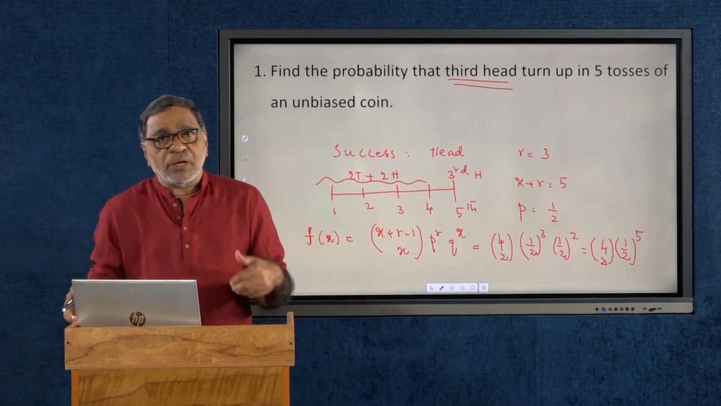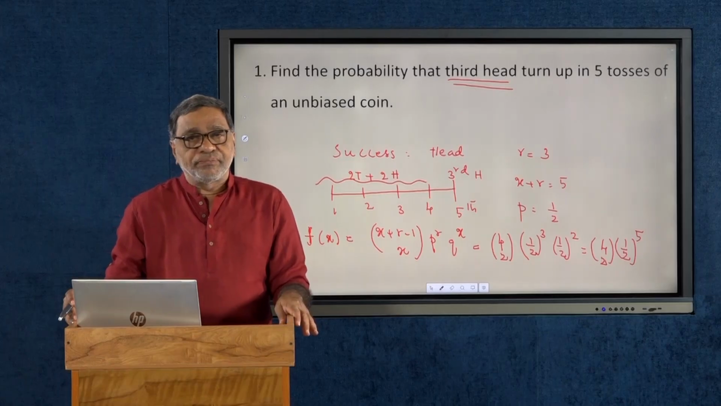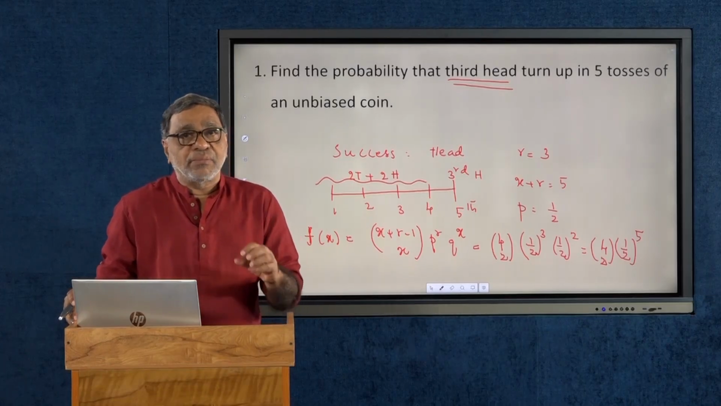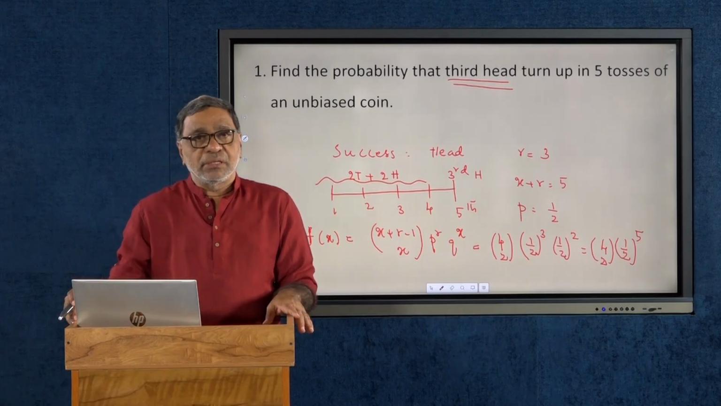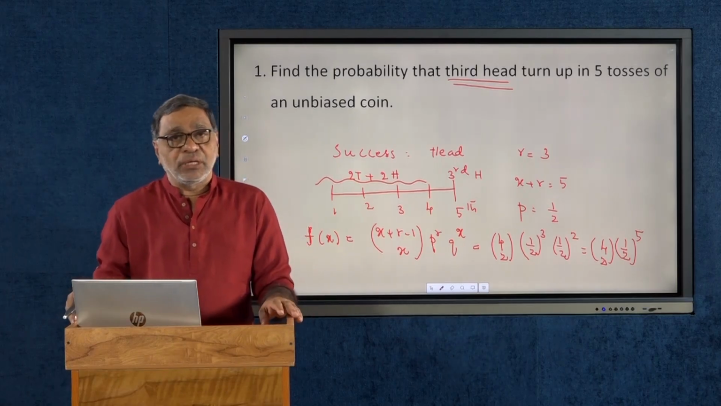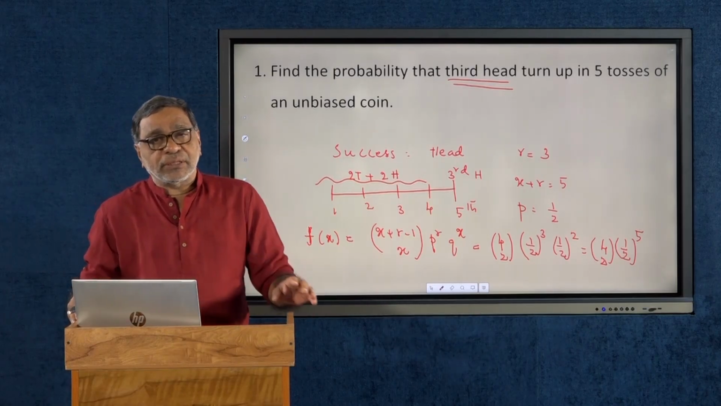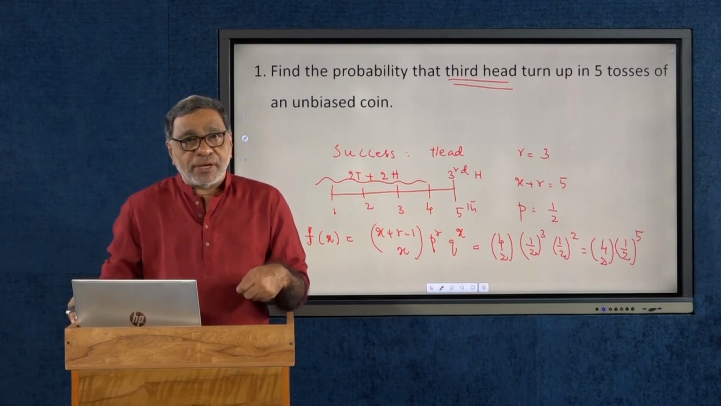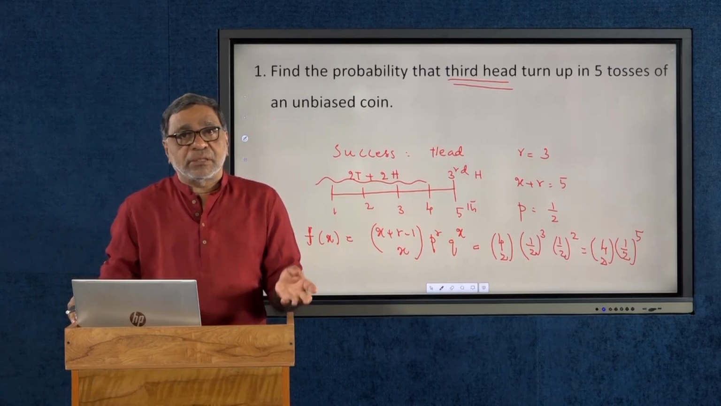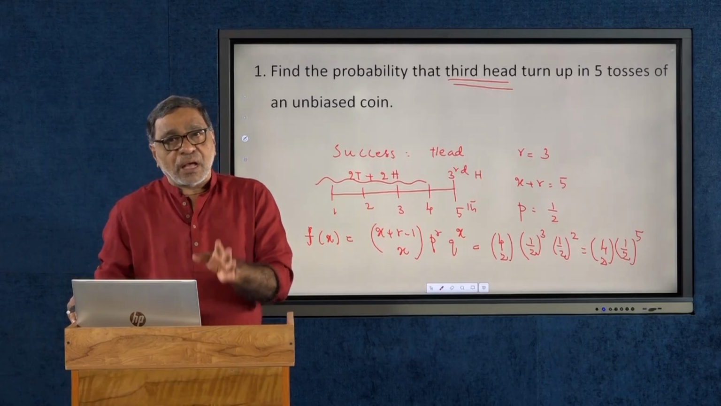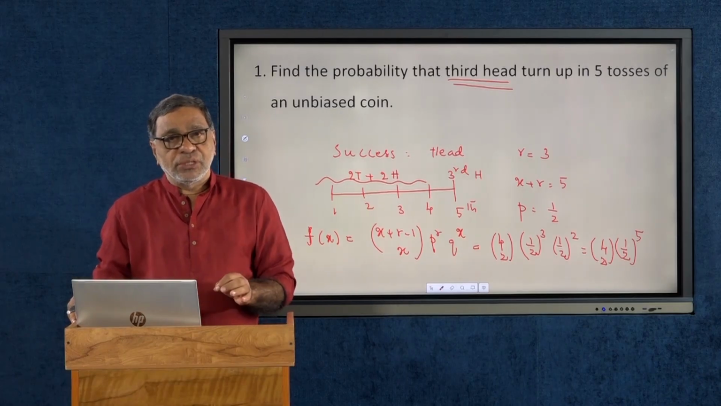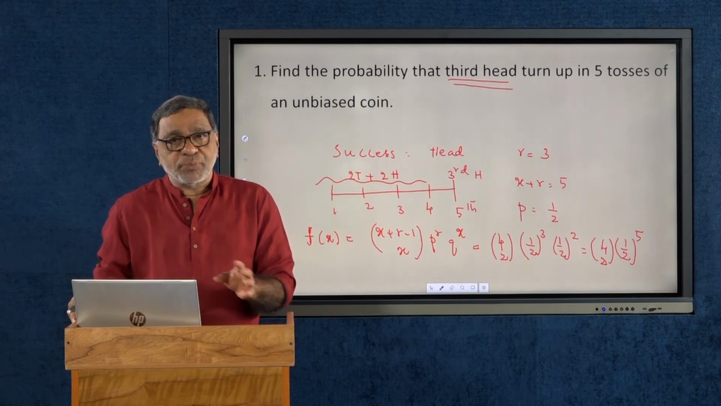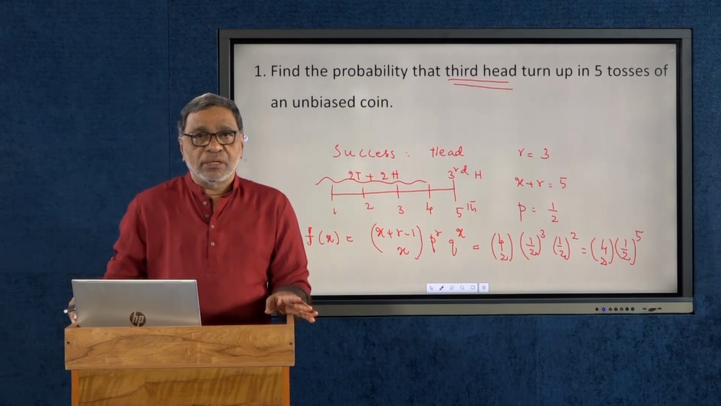So when we are tossing a coin and suppose getting a head is termed as our success, and it is an unbiased coin, so the probability of success is 1 by 2. Find the probability that the third head turns up in the fifth toss. It is similar to the modeling aspect of the negative binomial concept.